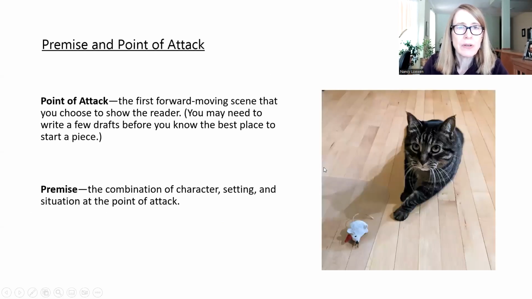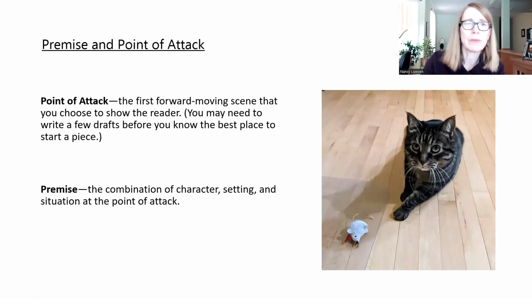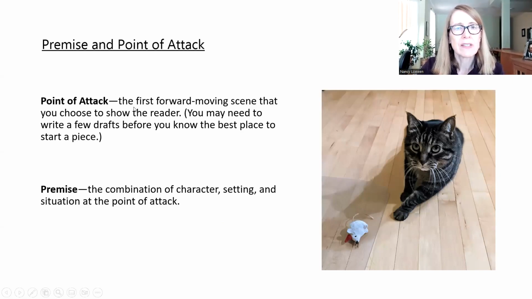All right. So here are a couple of other plot terms that I find more useful maybe than the other ones. Point of attack. This is the first forward moving scene that you choose to show the reader. And you may need to write a few drafts before you know the best place to start a piece.